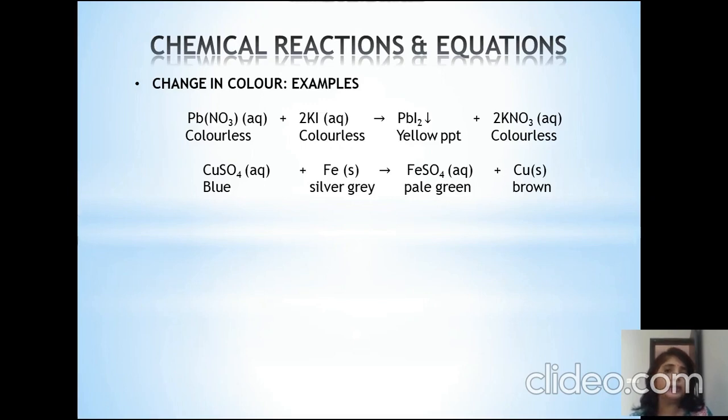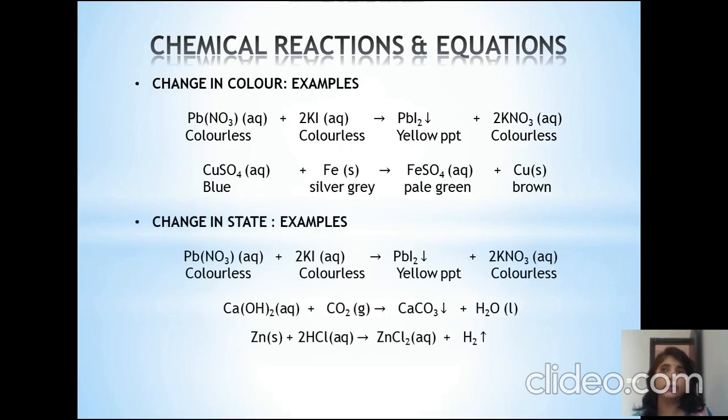Another example is that if an iron nail is kept in blue solution of copper sulfate, the solution turns pale green due to formation of ferrous sulfate, which is pale green, and also there is deposition of copper over the iron nail. We'll find the shiny silver grey color turns to brown. So there is a change in color in some reactions. We'll find in some reactions a change in state also.